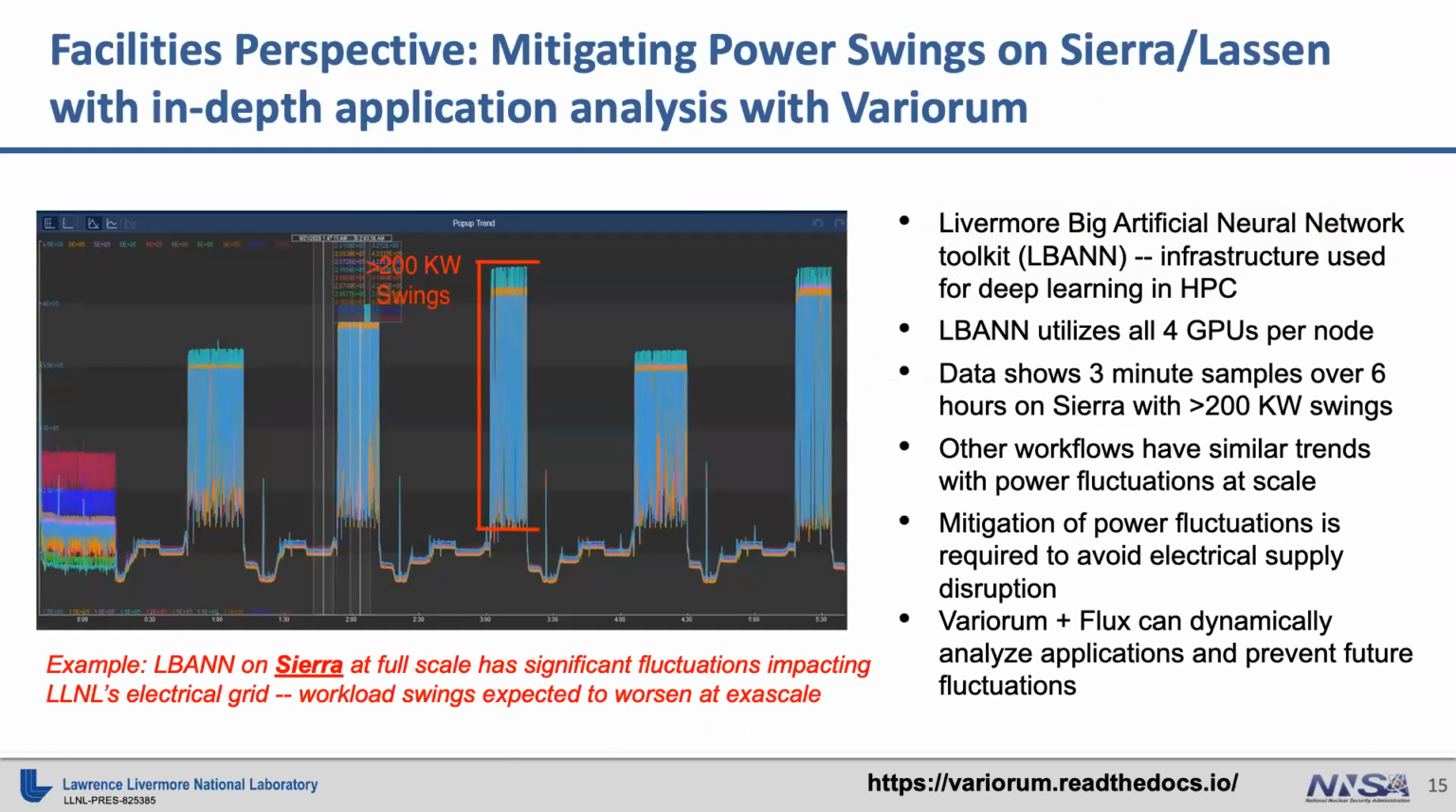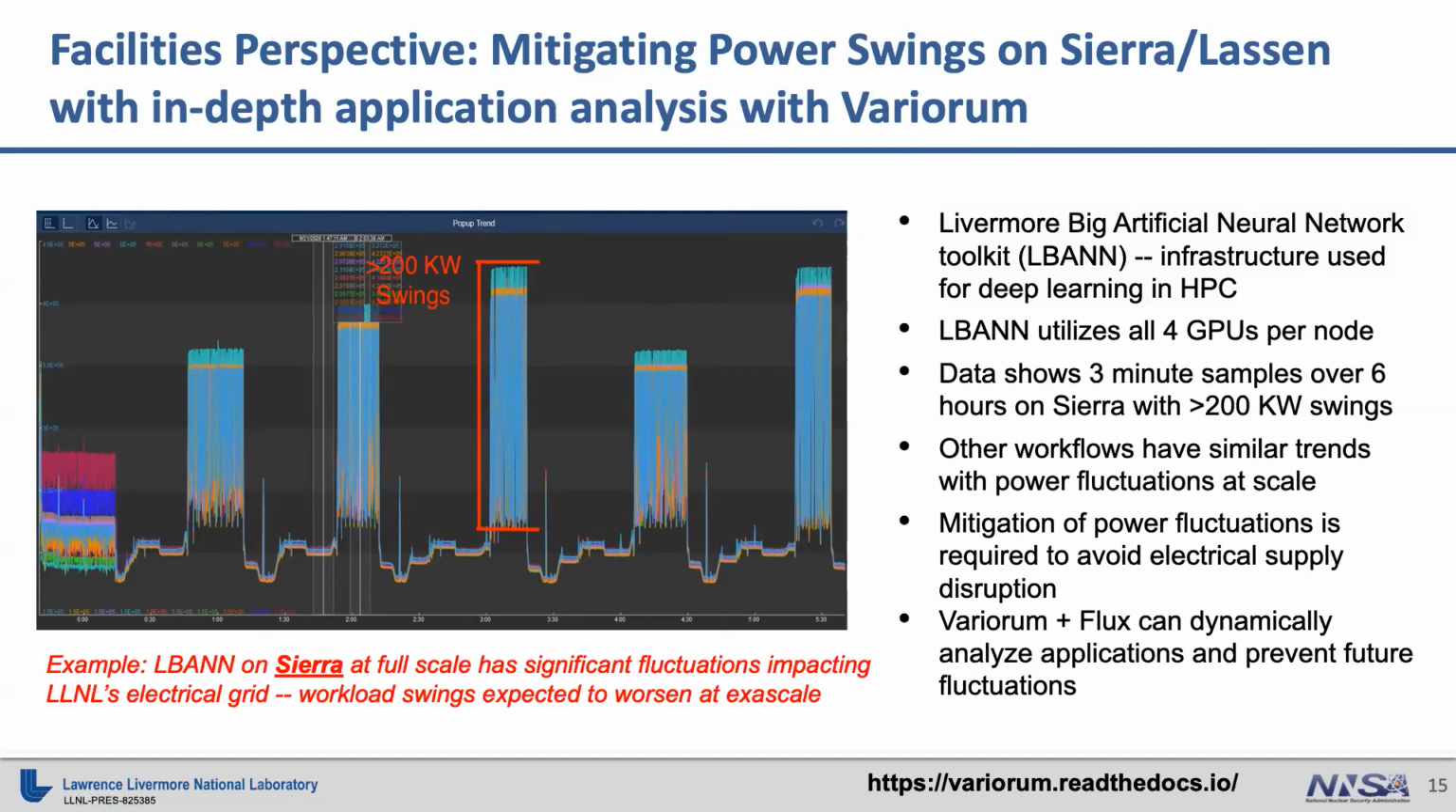And then there is the final issue here of mitigating power swings. And this is an important aspect as well. So the graph here is showing data again on Sierra at full scale for this application called LBANN, which is an artificial neural network application. It utilizes all 4 GPUs on this Sierra node, and we are looking at 3-minute time samples. What we see in a 6-hour run on Sierra is that there are power swings of about 200 kilowatts every time there are some synchronization operations happening within the workflow.